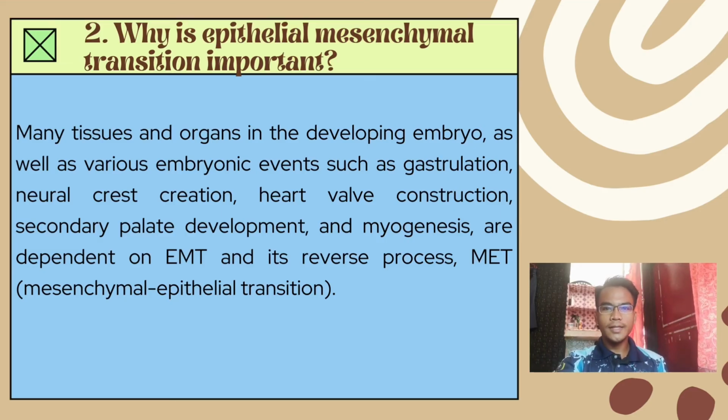Okay, for the Q&A session, why is epithelial mesenchymal transition important? This is because many tissues and organs in the developing embryo, as well as various embryonic events such as gastrulation, neural crest creation, heart valve construction, and so on, are dependent on EMT and its reverse process, which is MET, mesenchymal epithelial transition. That's all for me. Thank you.